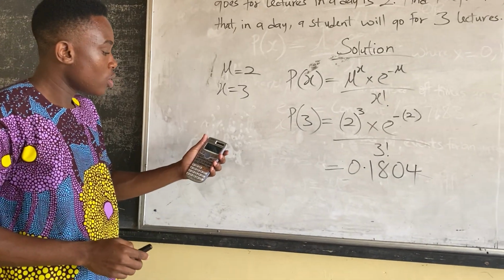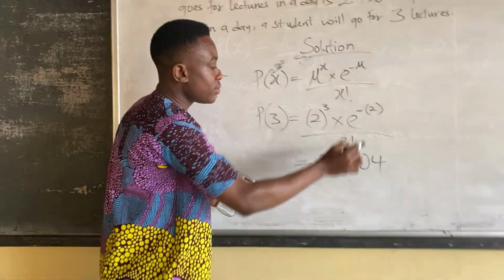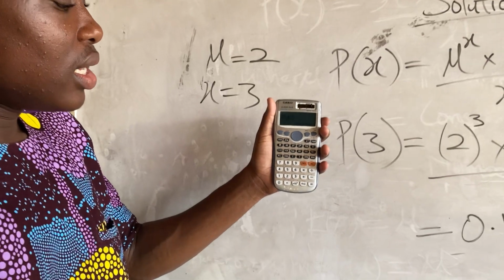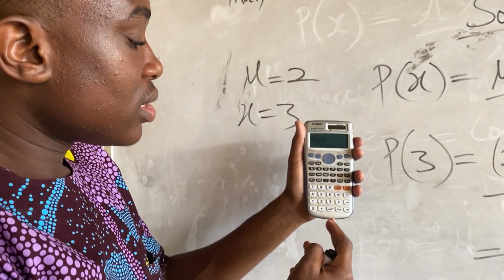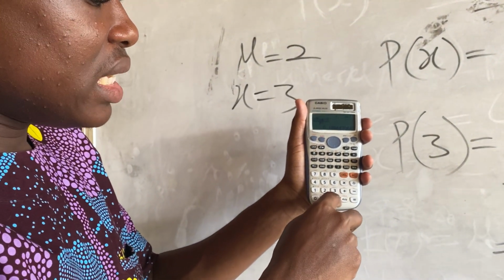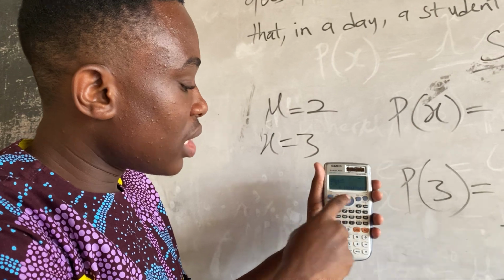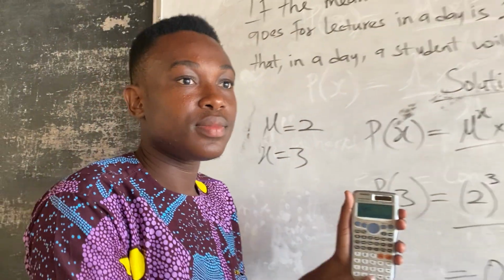0.1804. So on the calculator, to enter your E, look at the bottom of the calculator. The third button, counting from your left to your right. On top of the third button, we have the E there. So to get this E, you press your alpha and then you press that particular button and then it gives you the E.